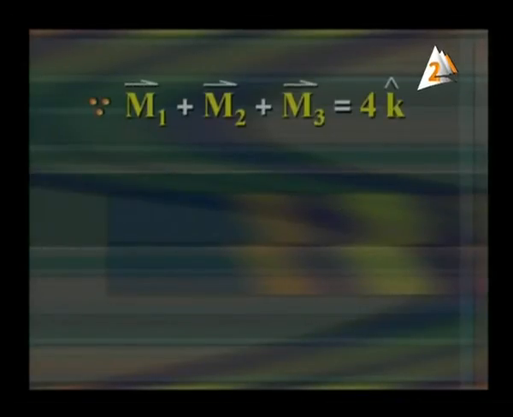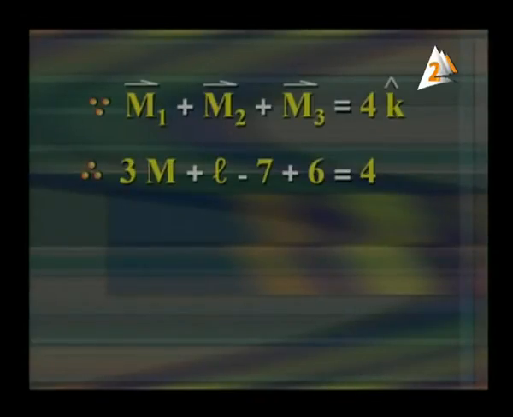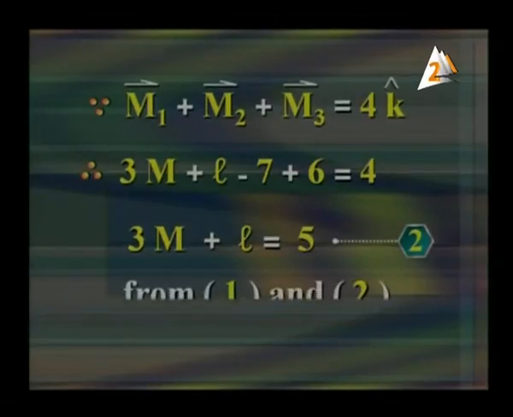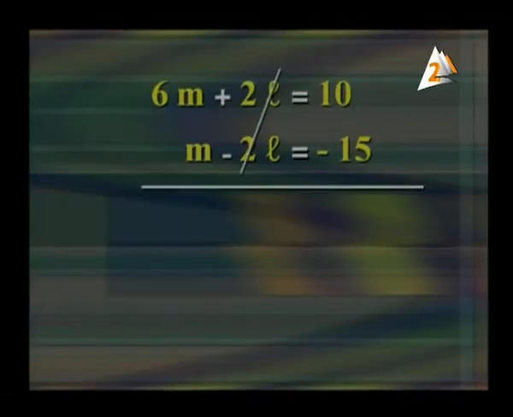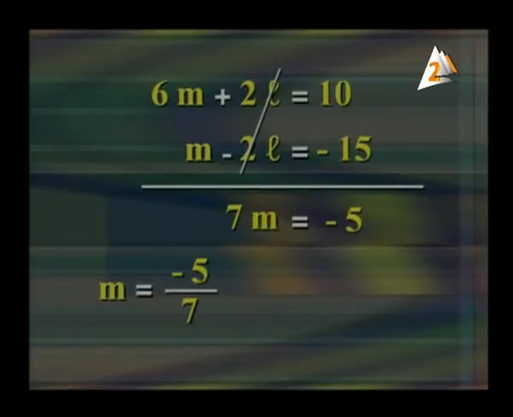Now, since M1 plus M2 plus M3 equals 4K as the given, therefore we say 3M plus L minus 7 plus 6 equals 4, or 3M plus L equals 5 as the second equation. Now, from 1 and 2, we get that 6M plus 2L equals 10, and M minus 2L equals minus 15. By adding, we get that 7M equals minus 5, or M equals minus 5 over 7 and L equals 50 over 7.